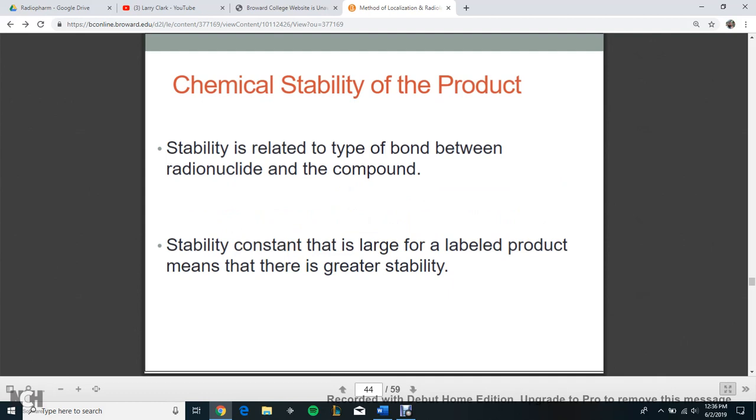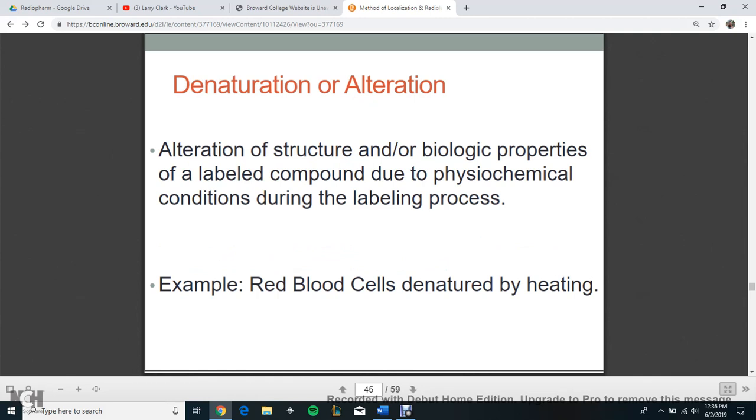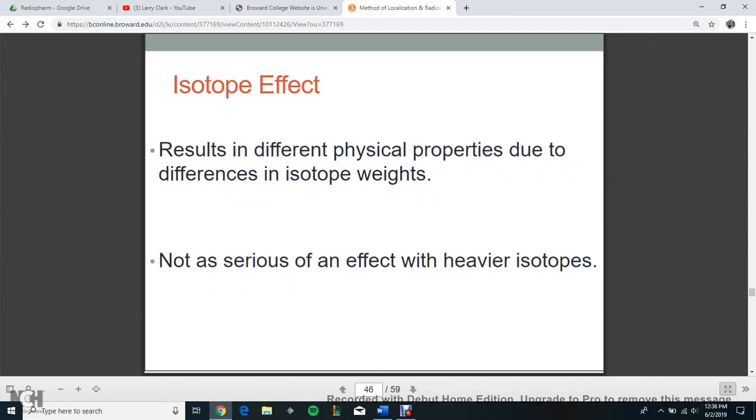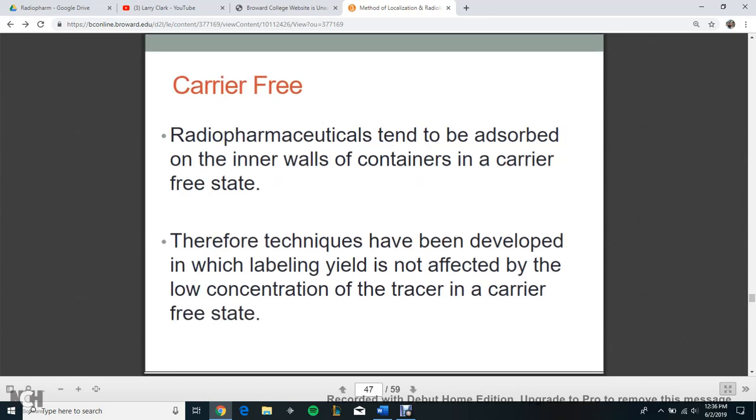Chemical stability of the product. Stability is related to the type of bond between radionuclide and the component. A large stability constant for a labeled product means that there is greater stability. Denaturation or alteration: alteration of structure and or biological properties of a labeled compound due to physicochemical conditions during the labeling process. Example: red blood cells denatured by heating. Isotope effect: results in different physical properties due to the differences in isotope weights. Not as serious an effect with heavier isotopes.